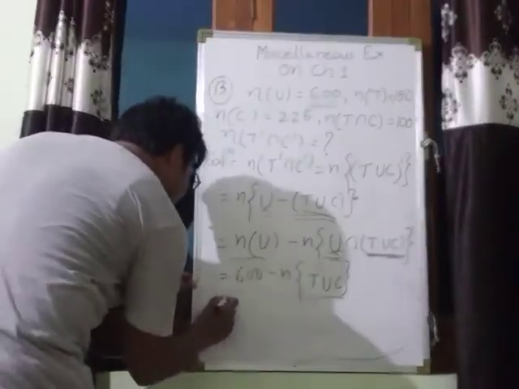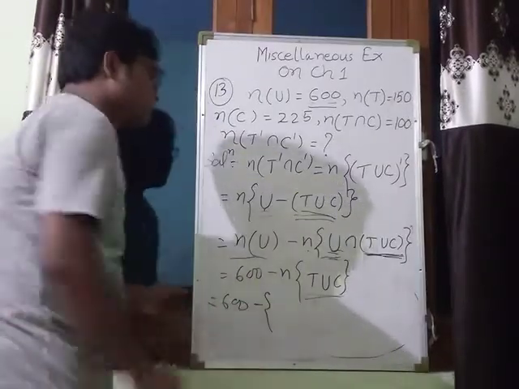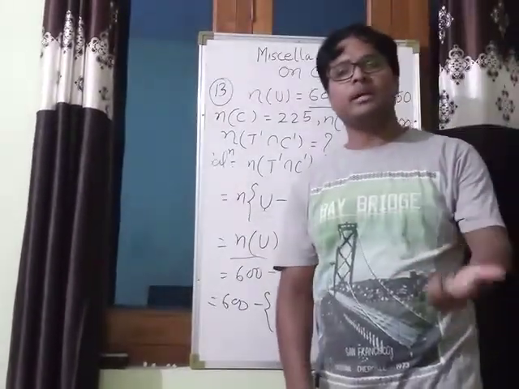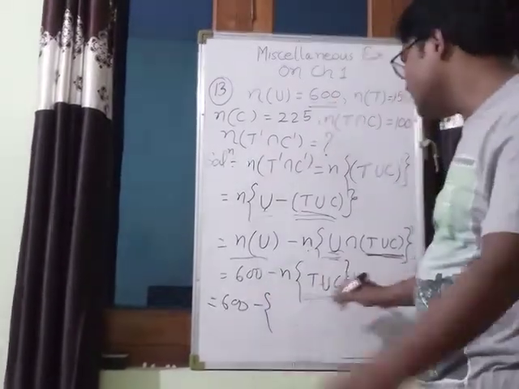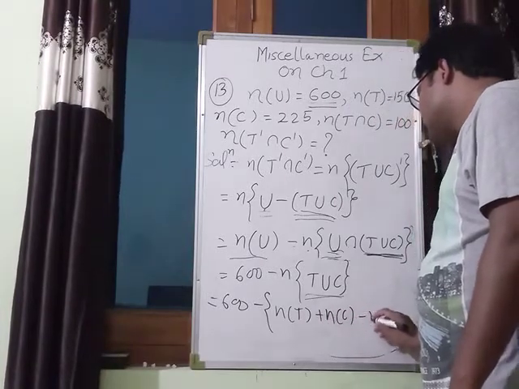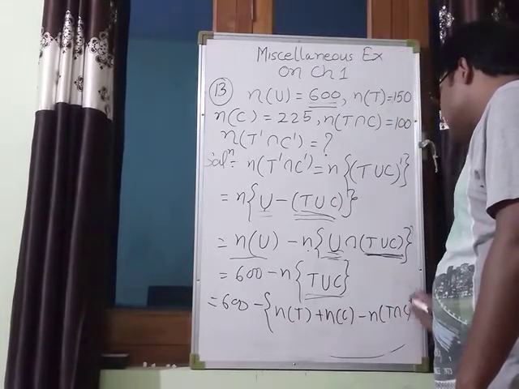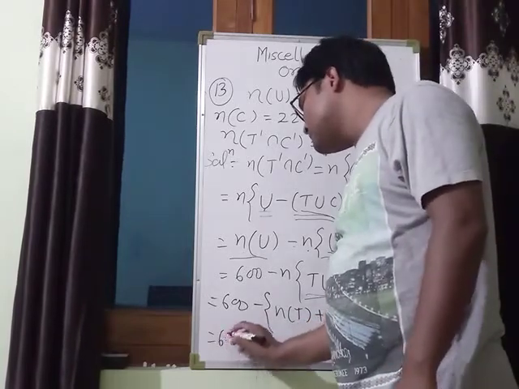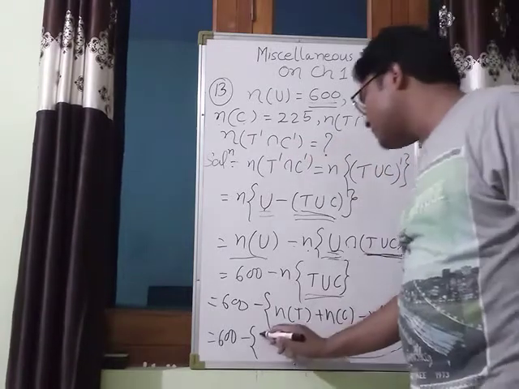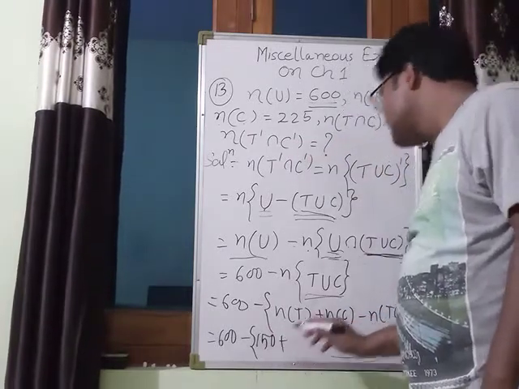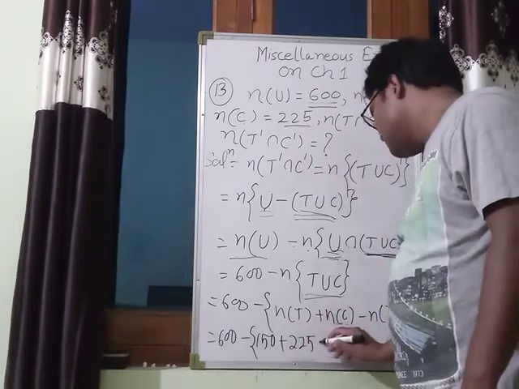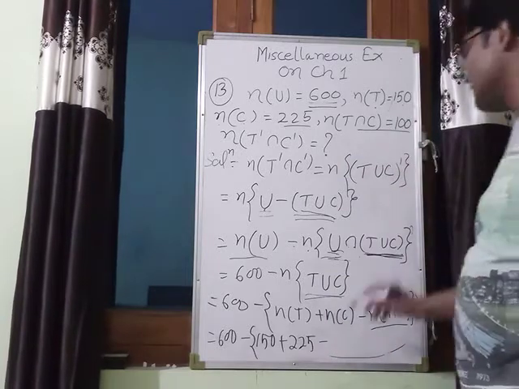Now that is 600 minus, now N of A union B is equal to what? N A plus N B minus N of A intersection B. So N of T union C will be N T plus N C minus N of T intersection C. Okay, so what we have is 600 minus N T, N T is 150, N C is 225, minus N of T intersection C, that is 100.